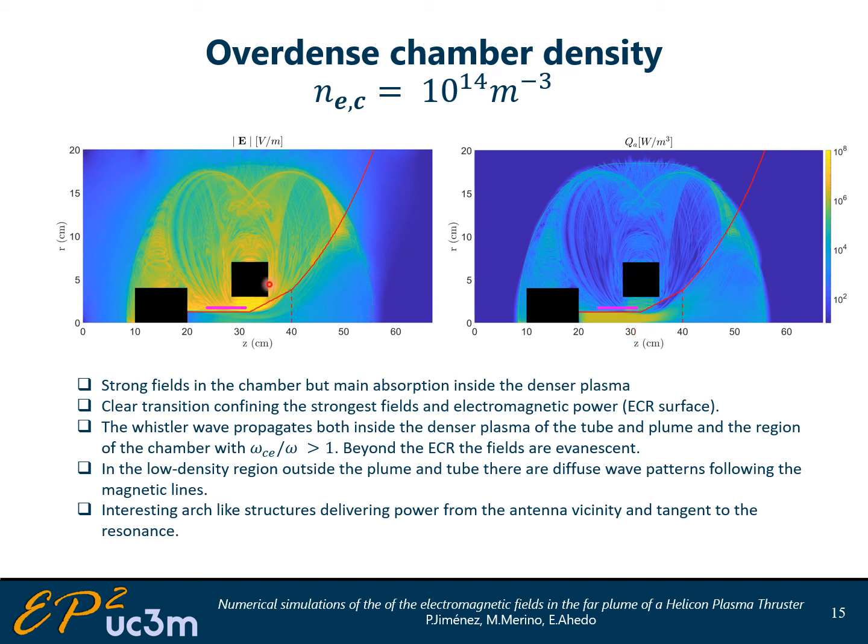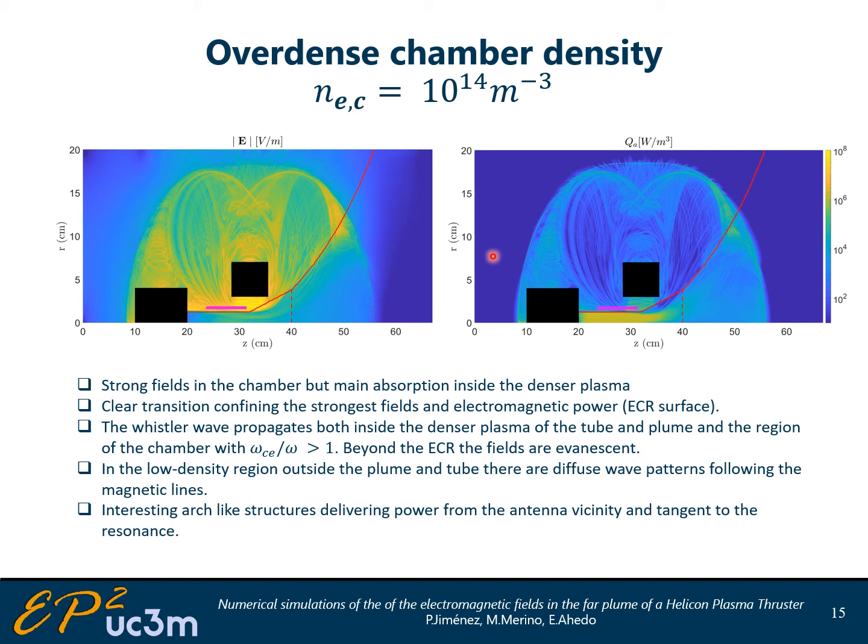We can also see that a kind of diffuse pattern of waves forms between the ECR resonance surface and the border of the dense plasma. So what we think is happening here is that the waves are reflected back and forth between this surface, the resonance, and the border of the dense plasma. The ECR resonance surface seems to be a really good confiner of all the electromagnetic power. Indeed, we don't have any significant deposition outside.